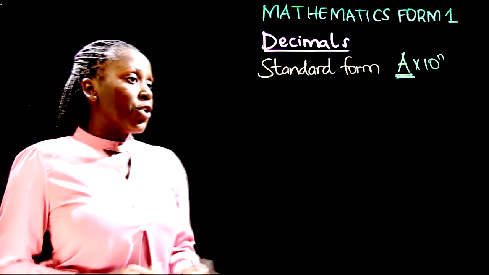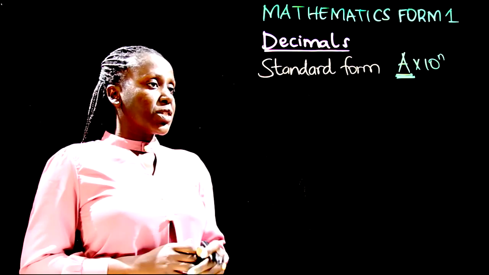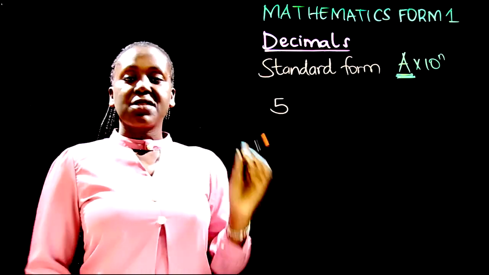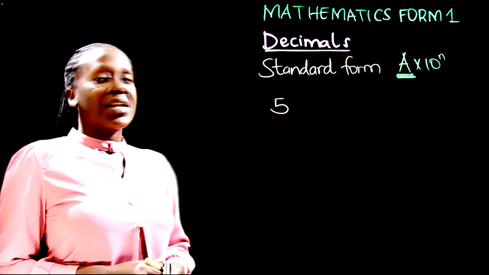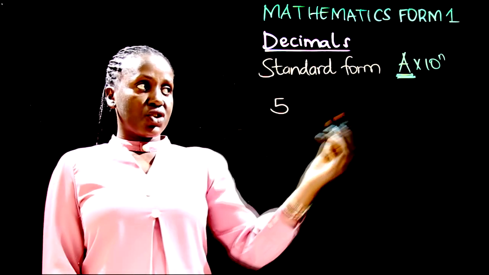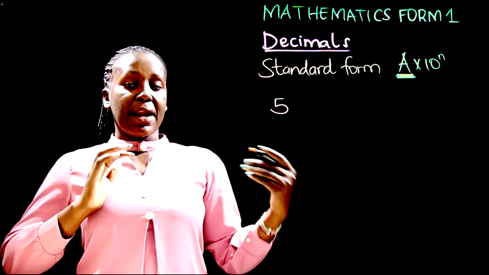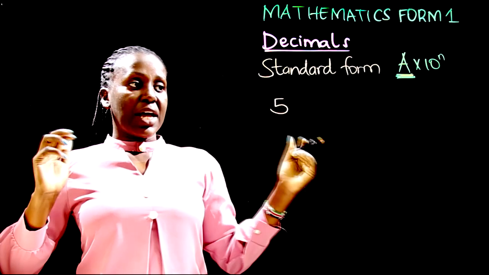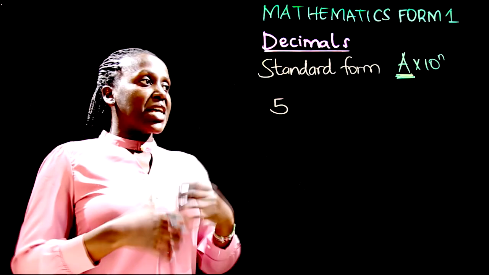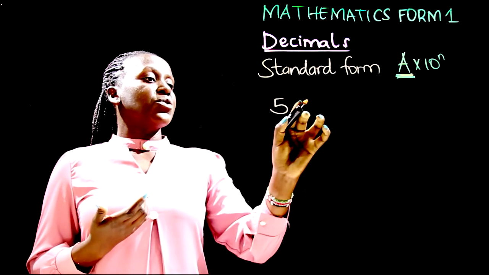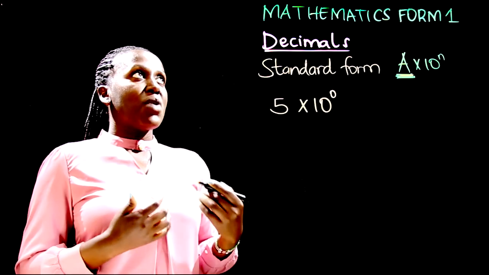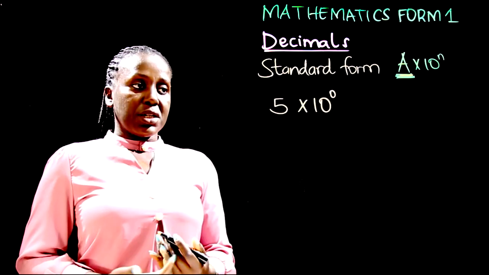Okay, so now we're going to do these two examples. If you have a number like 5, just 5, how do we write it in standard form? 5 already fits the definition of A because A should be a number between 1 and 9.9. Now 5 is in between, so we don't need to move the decimal point either forward or backwards. So this is just going to be 5 times 10 power 0 because you have not moved the decimal point.